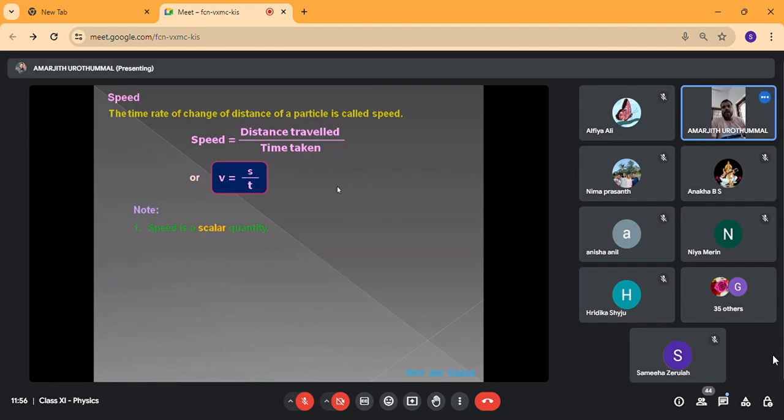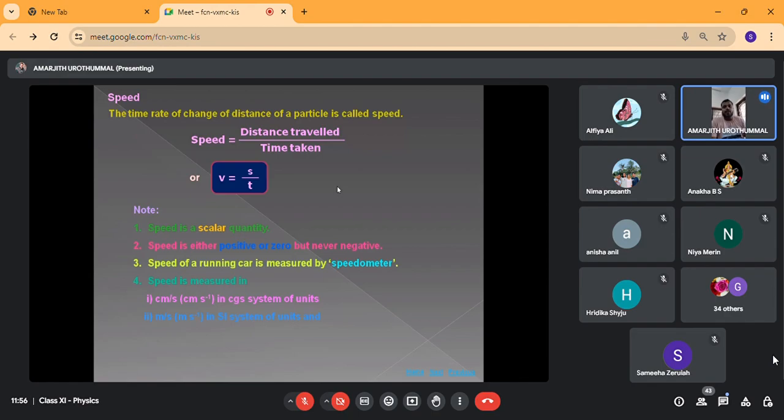Now, as distance is a scalar quantity and time is a scalar quantity, the speed is also a scalar quantity. So remember these 2 points: distance is a scalar quantity as well as speed is a scalar quantity. The unit of speed is meter per second. Sometimes you might have heard other units.